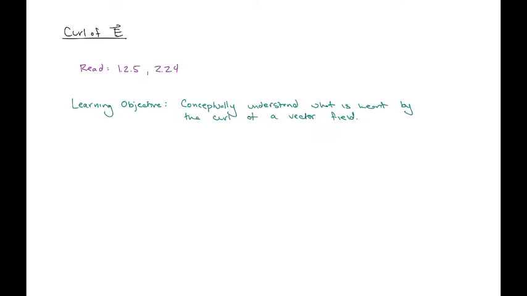Okay, in this lecture, we're going to talk about taking the curl of the electric field. The learning objective is basically just to have a good conceptual understanding of what is meant by the curl of a vector field in general. So the question is, what does it mean to take the curl? Generally, I think it's a little bit harder to understand what curl is. In some ways it's easier, but in some ways I think it's harder to look at a field and tell what the curl might be without actually calculating it.